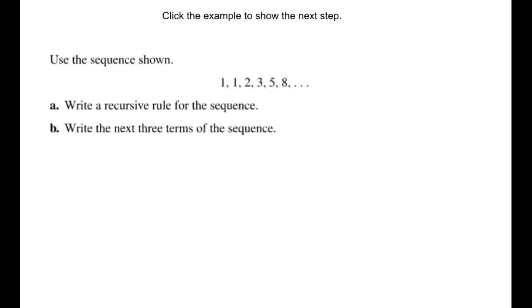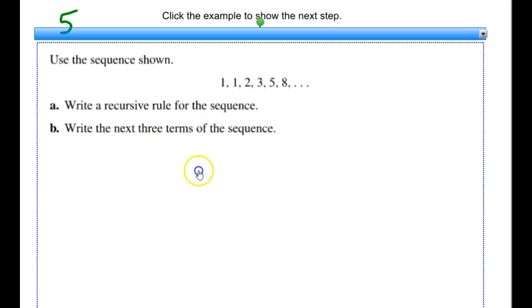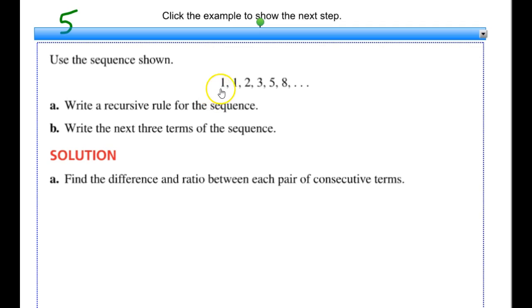So now we have our next example right here. This is going to be example number 5 in your book. So here we have to use this sequence that's shown, and then write a recursive rule, and then find the next 3 terms. So first I kind of figure out what's going on. So I want to find the difference and the ratio between each pair of consecutive terms, right? So I want to see what I'm adding each time and what I'm multiplying by each time.